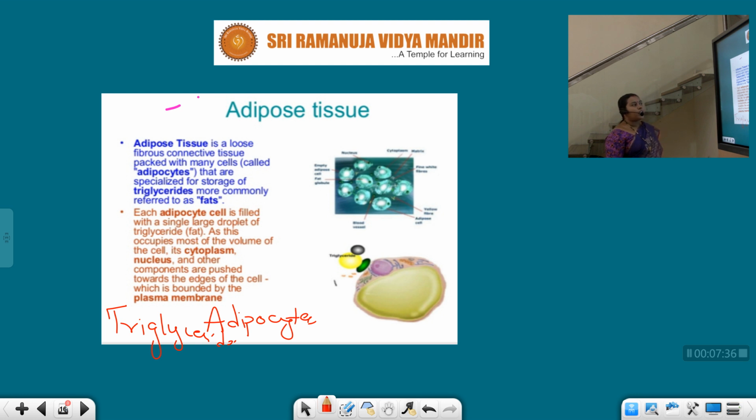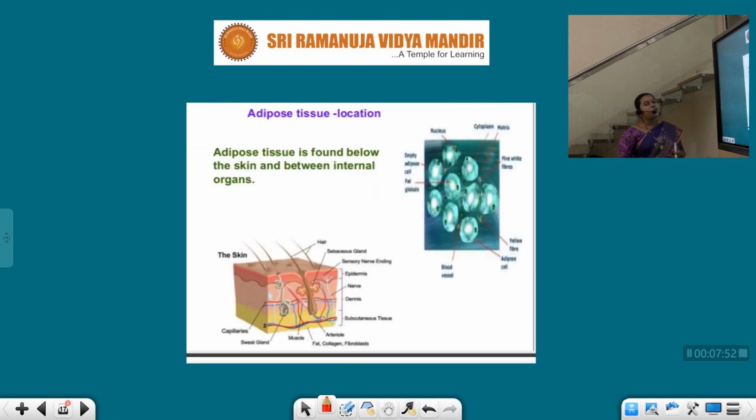Adipocytes are filled with a large single droplet of triglycerides. As this occupies most of the space of the cell, the remaining cell organelles are pushed towards the peripheral part of the cell. Adipose tissue locations: adipose tissue is found below the skin and in between the internal organs.